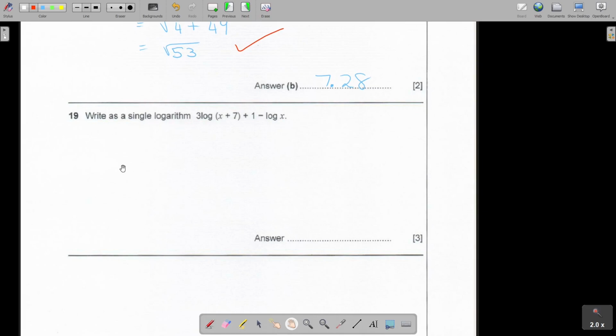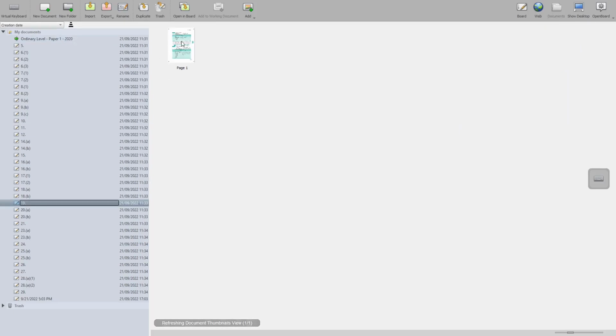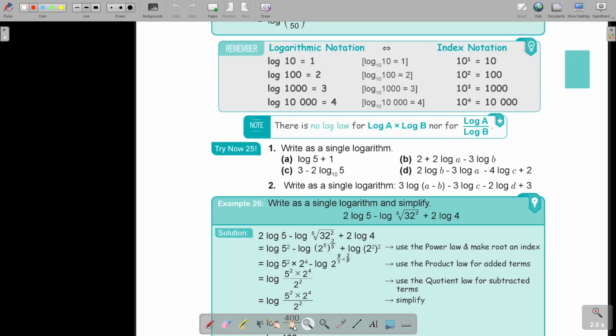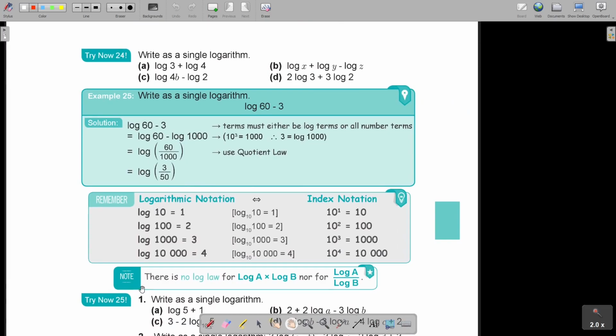And then the last question on this page, write as a single logarithm. This is logs. Okay, chapter 5. So let's just go back to the textbook. It's in part 1 that we are back at, and this is question 19. And this example is 25. Okay, now you just had to know your log rules.